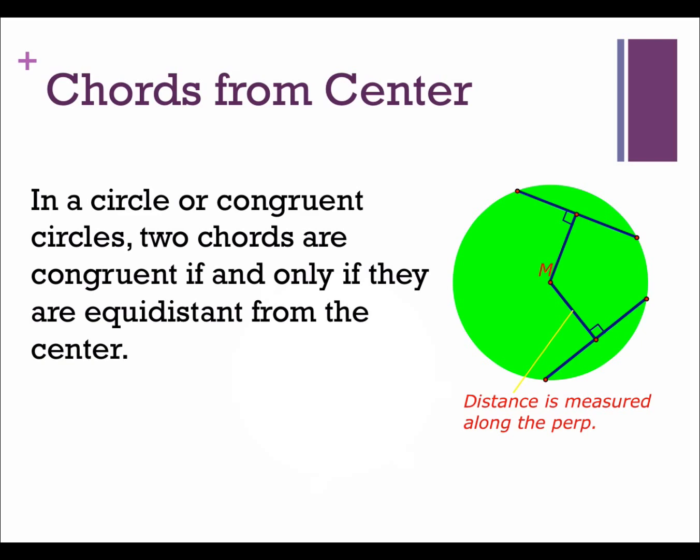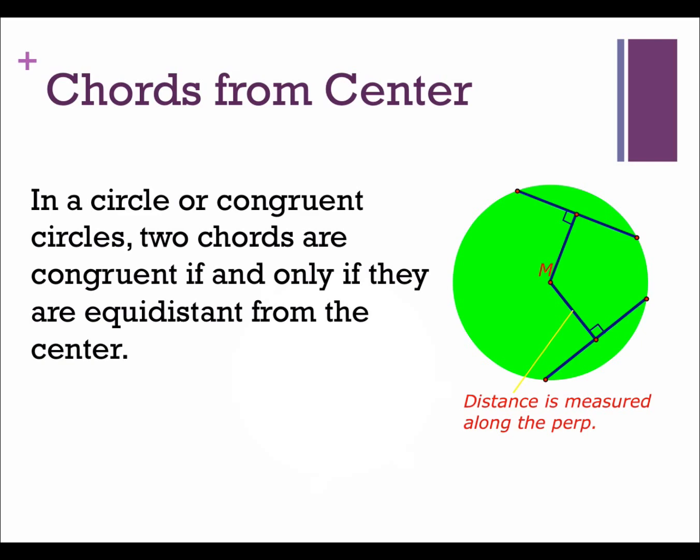Now, we take two chords and put them in a circle. If they're the same distance away from the center of the circle, then they're congruent, and if they're congruent, they're the same distance away from the center of the circle. And that distance is measured along a perpendicular.